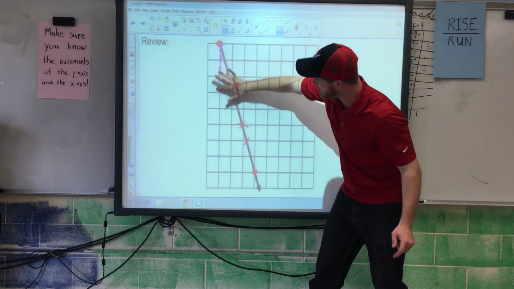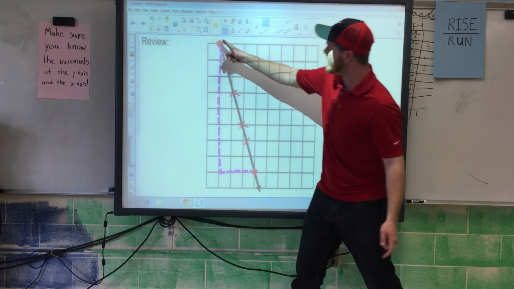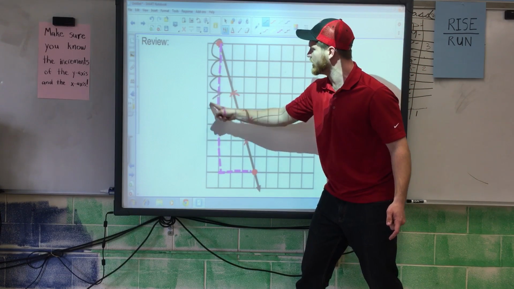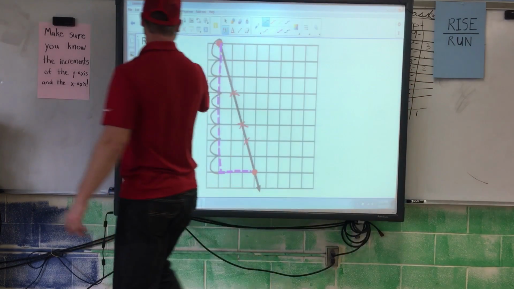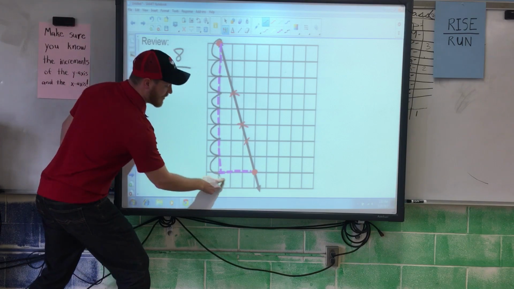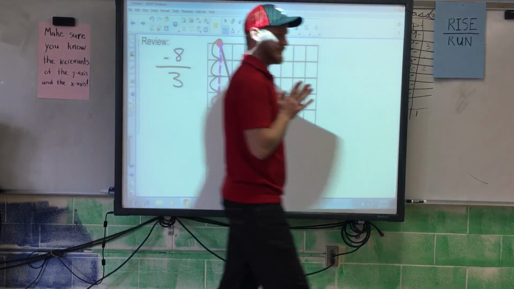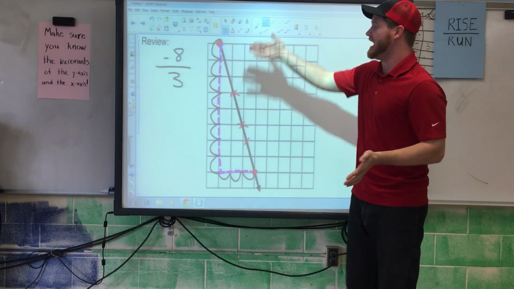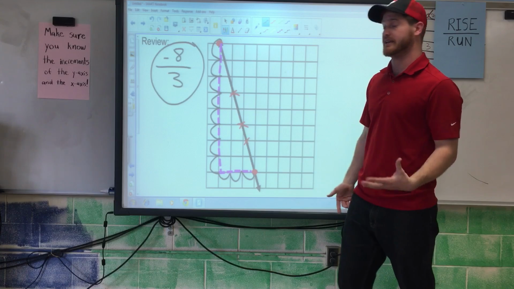I'll go ahead and draw my right triangle straight down, straight to the right. What's my rise? Goes down 1, 2, 3, 4, 5, 6, 7, 8. If it goes down 8, my rise is -8. Over represents the fraction bar, and it goes over 1, 2, 3. Now, when you look at that slope, can that be simplified? No. So that is your simple answer right there. Your slope is -8 over 3 or -8/3.